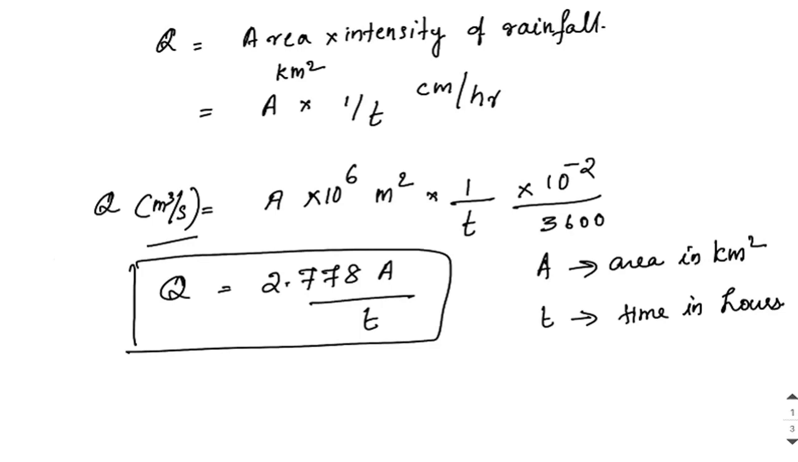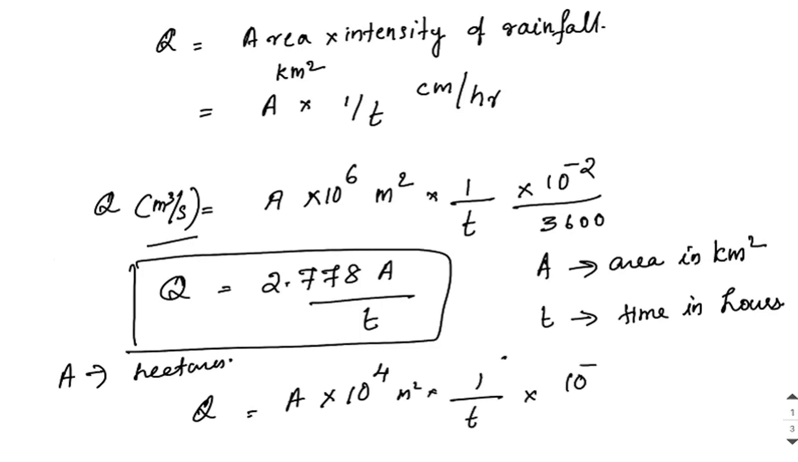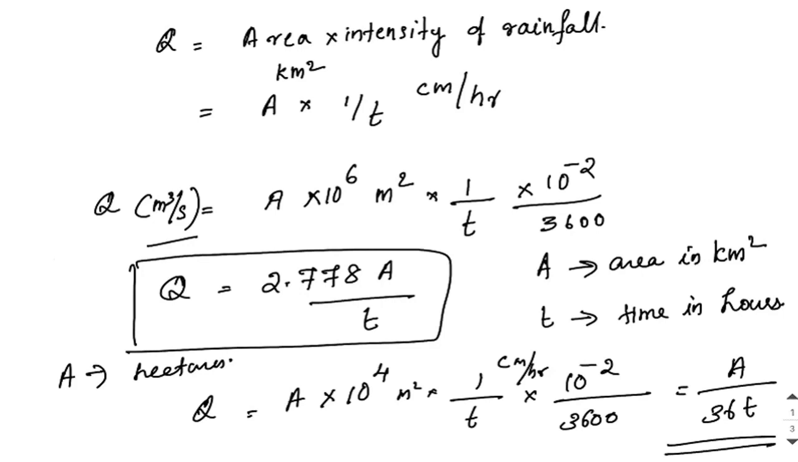And consider if A is given in hectares. So Q is equal to A, in hectares, converting hectare into meter square, into 10 raised to 4. Then 1 by T, and centimeter into meters. This is in centimeter per hour. So centimeter into meter and hours into seconds. So the equation will be A by 36T. So we can use this equation Q is equal to A by 36T if area is given in hectares.